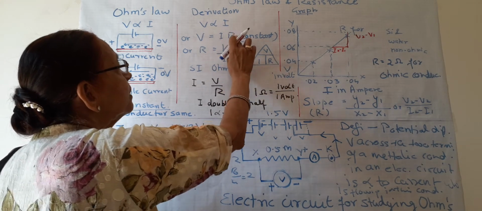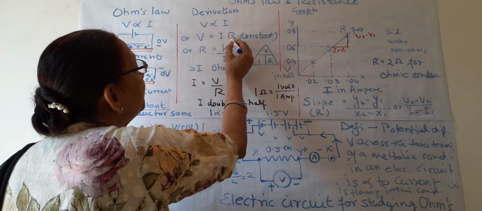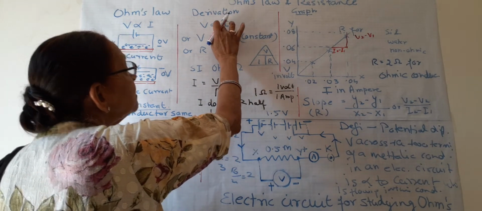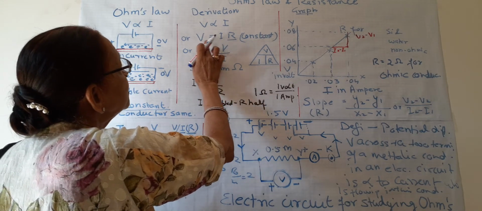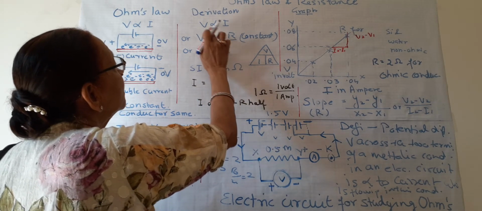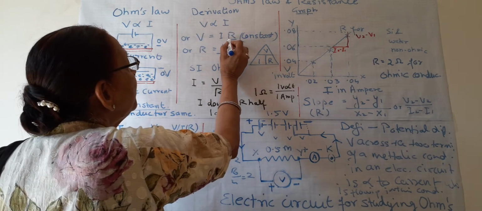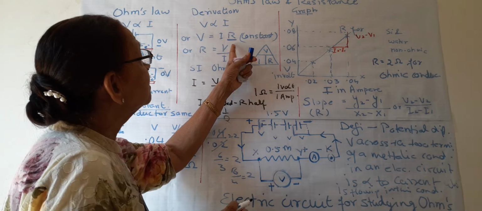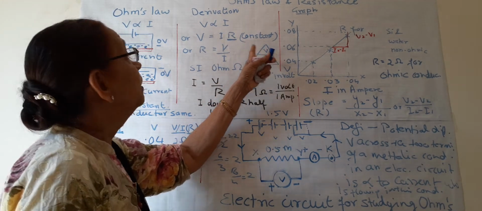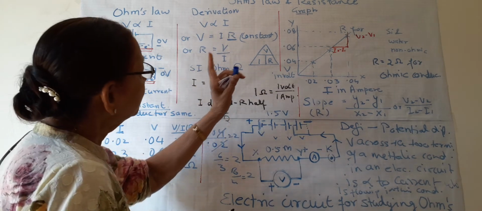We have to put some constant with this I. So we put R when this is changed to an equal sign. Now, V is equal to IR. V is PD, I is current. So we took this letter R, which is a constant, to remove this sign of proportionality.